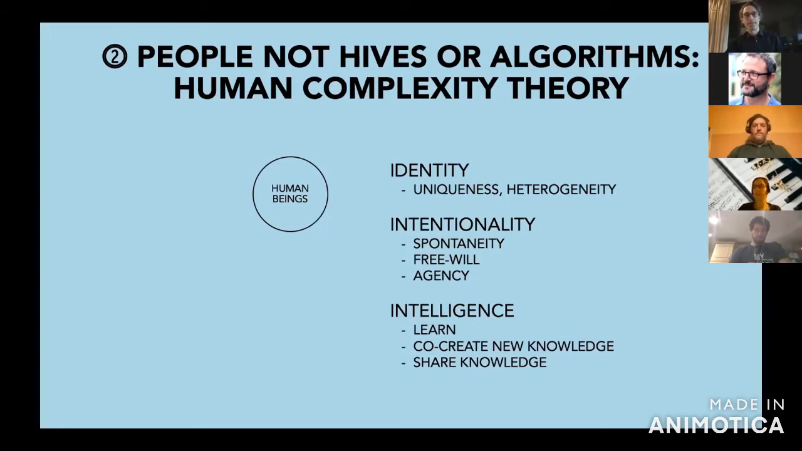So the second crazy idea is that we should focus on human complexity. There are two branches of complexity that focus on human beings: social complexity and anthropocomplexity. More generally, I use the term human complexity to describe both of them.